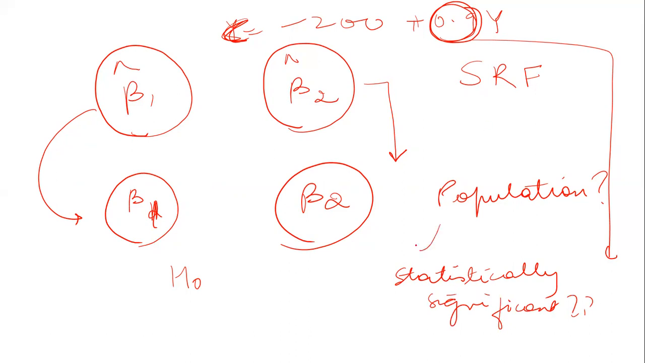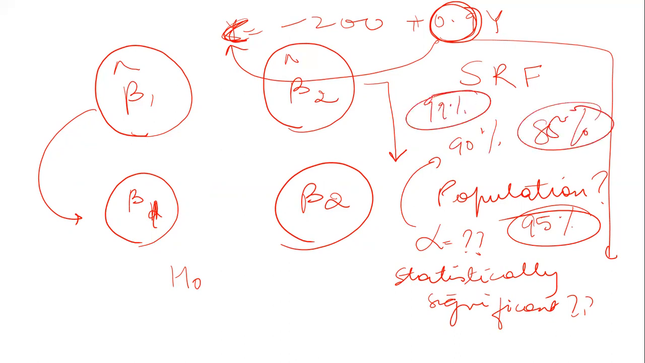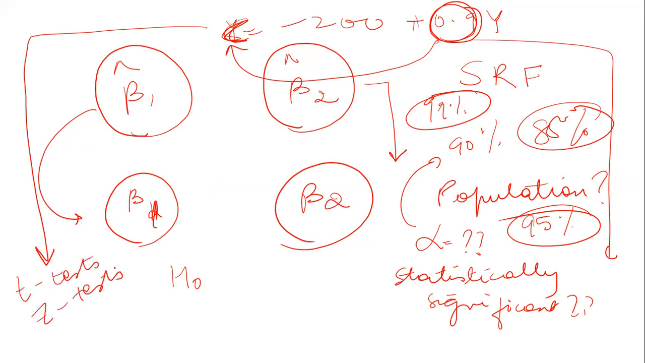I am also going to ask you at what alpha level. Are you saying you are 95% confident that income actually has an impact on consumption? Are you saying that you are 90% confident? 85% confident? 99% confident? At what level did you test the significance? Something for which you have to recall your t-tests, z-tests, and when I go to the multiple regression model, your chi-squares and F-tests. Because that is what hypothesis testing is all about.